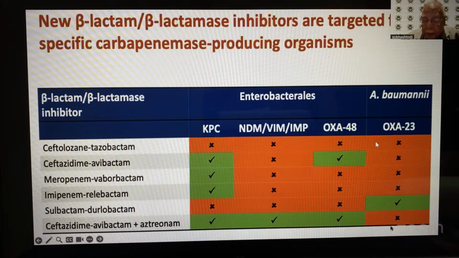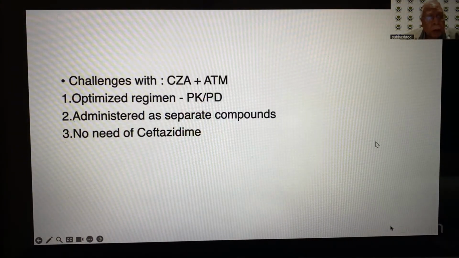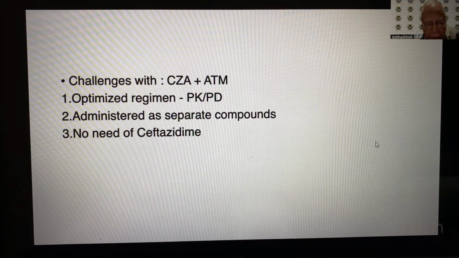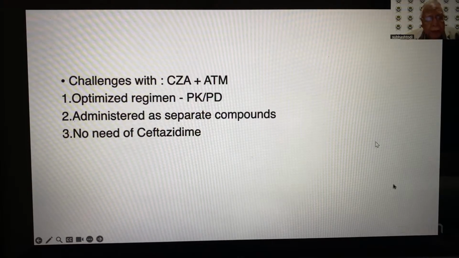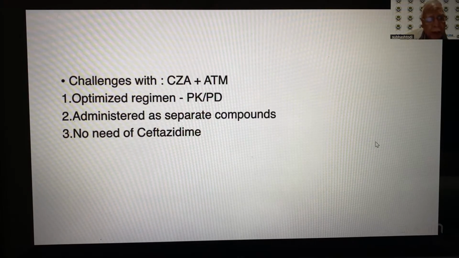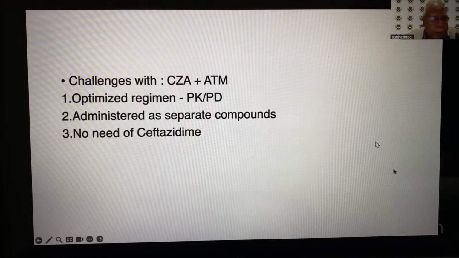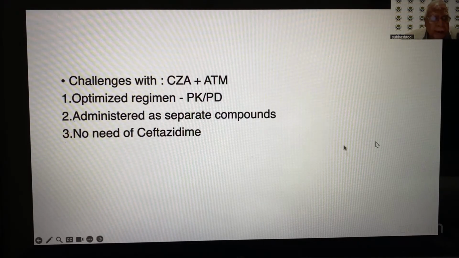As you can see, what are the challenges with this? As you know, this has to be given as an infusion simultaneously in both the arms, in two different channels. And the PKPD is not optimized. They have to give a separate compound. And ceftazidime is rather superfluous. What we need is aztreonam and what we need is avibactam.